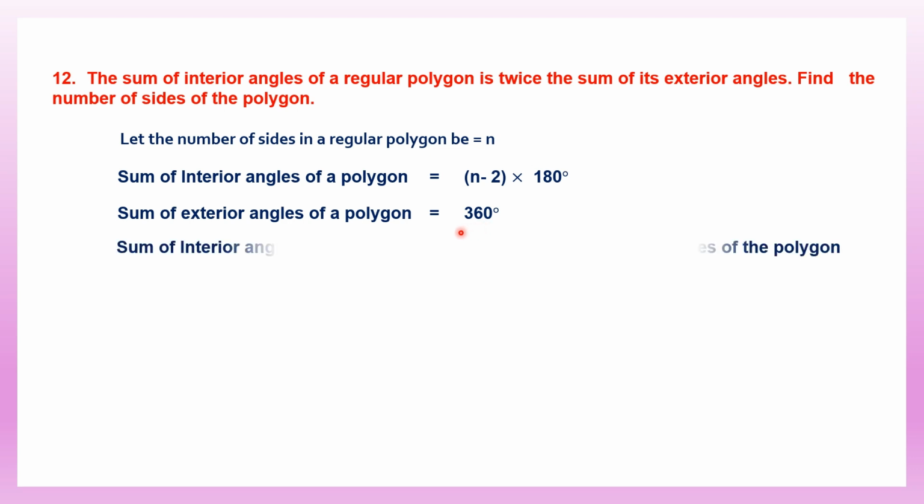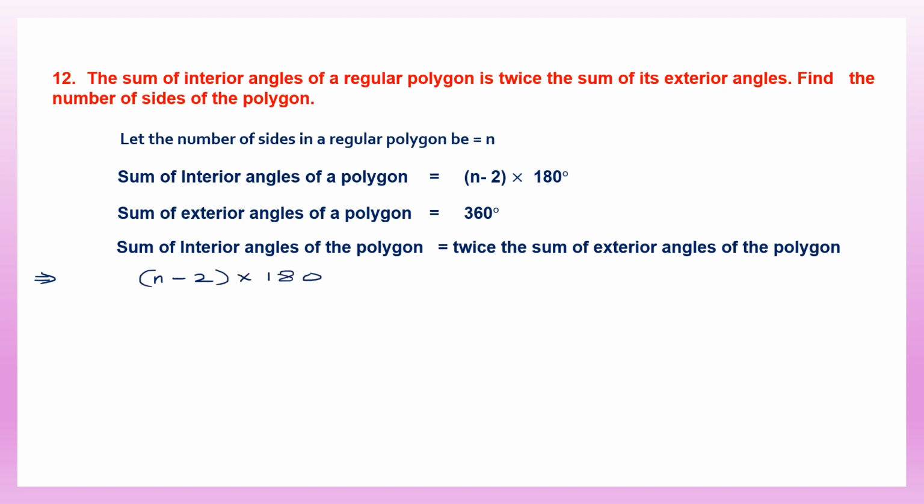Now, what does the statement say? It says, sum of the interior angles is twice the sum of the exterior angles. So this is interior, this is exterior. So let's use that. Instead of the sum of interior angles of the polygon, I'm going to write the formula n minus 2 into 180. This is equal to twice the sum of the exterior angles. So this is the exterior angle, twice means 2. 2 into 360 degrees.